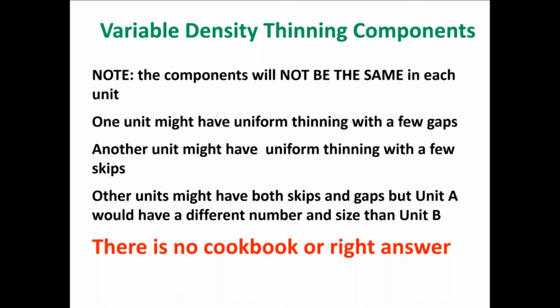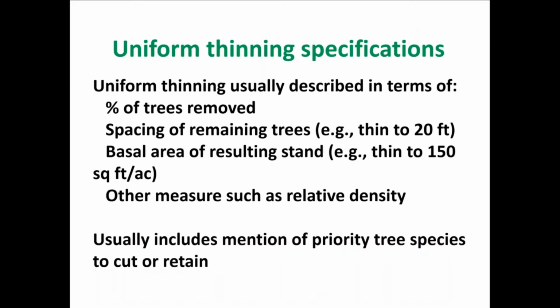So a lot of times people ask me, well, what percentage did you do for this? Or what percentage did you do for that? And really the components are not going to be the same in each unit or each stand. In some cases, you might have uniform thinning and just put in a few gaps. Another unit might have uniform thinning with a few skips, or other stands might have both skips and gaps, but different numbers. There's no cookbook or right answer. It depends on what you're starting with and what your objectives are.